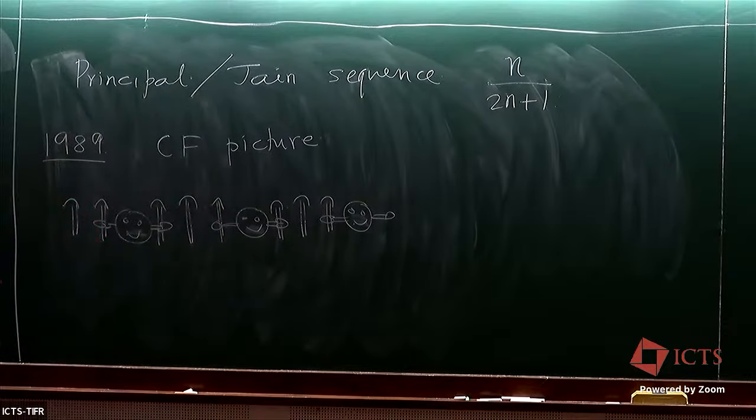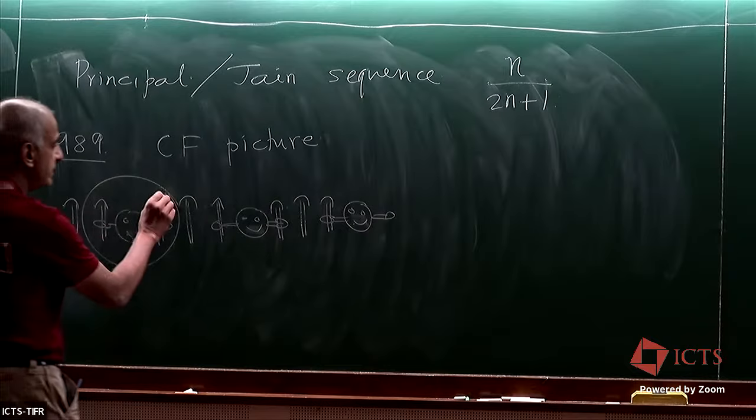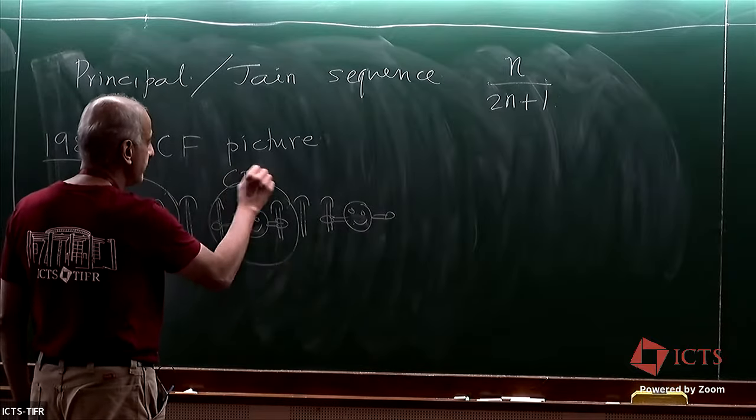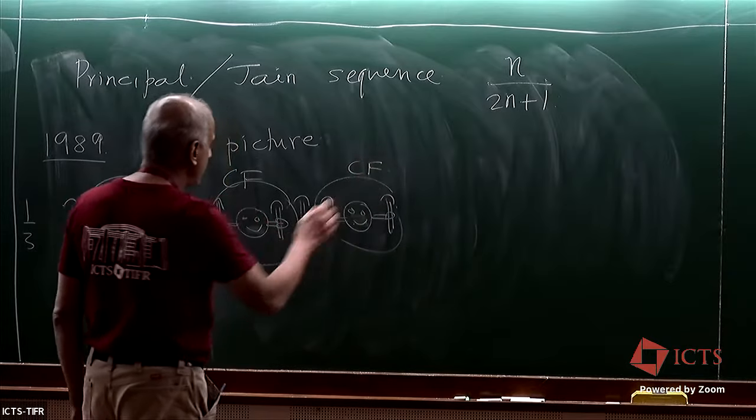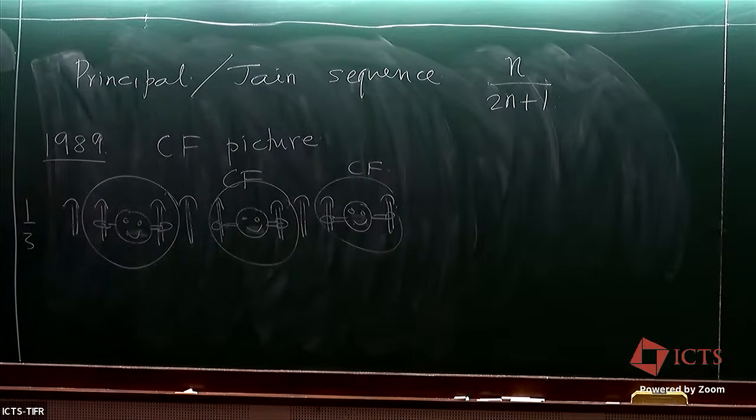Okay, why is it happy? So this was 1/3. The reason it's happy is because each of these composite fermions, this is a CF, each of these composite fermions has exactly one flux quantum to deal with. And therefore it is at effective filling factor of 1. Okay, so that's the idea.